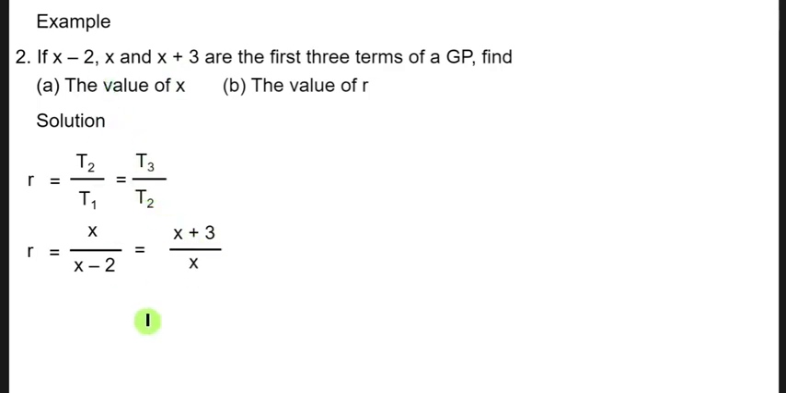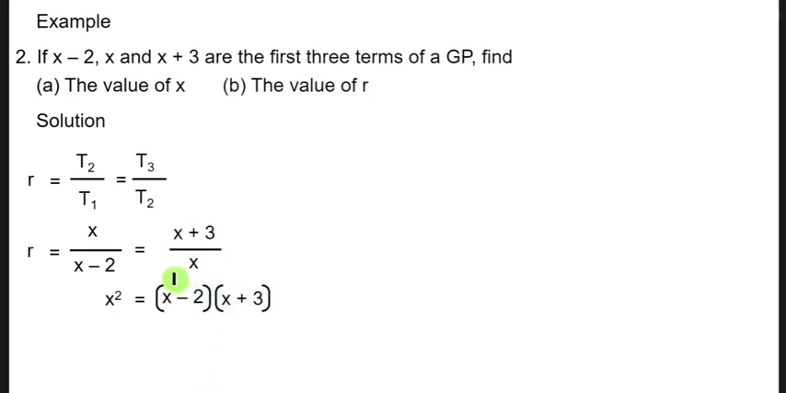So now we realize that this and this are actually equal. If they are equal, we are going to equate this one to this one. Then we are going to multiply x times x to get rid of the fraction, which will be x squared. Then we'll say equals, then we'll multiply this in brackets times that in brackets as well.